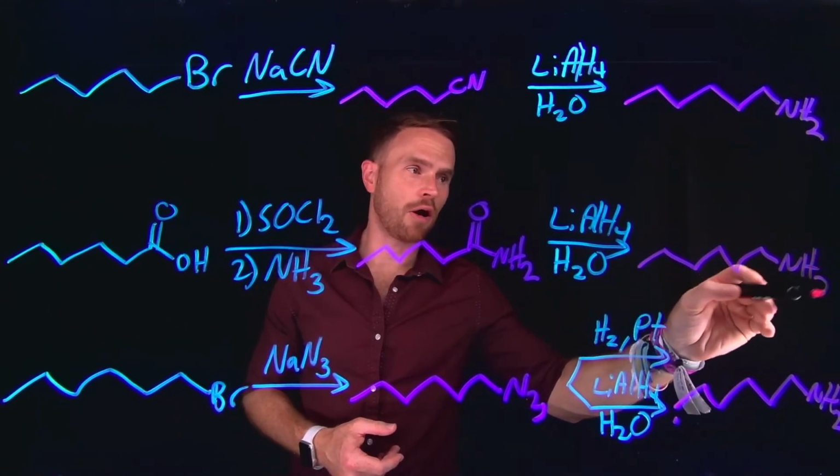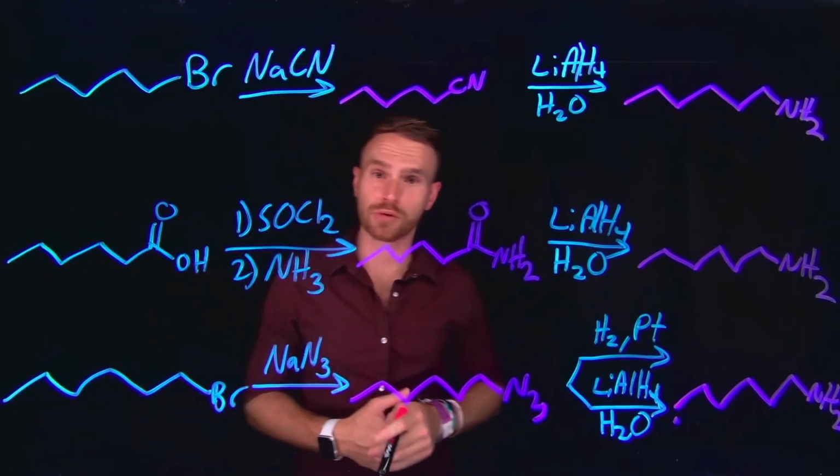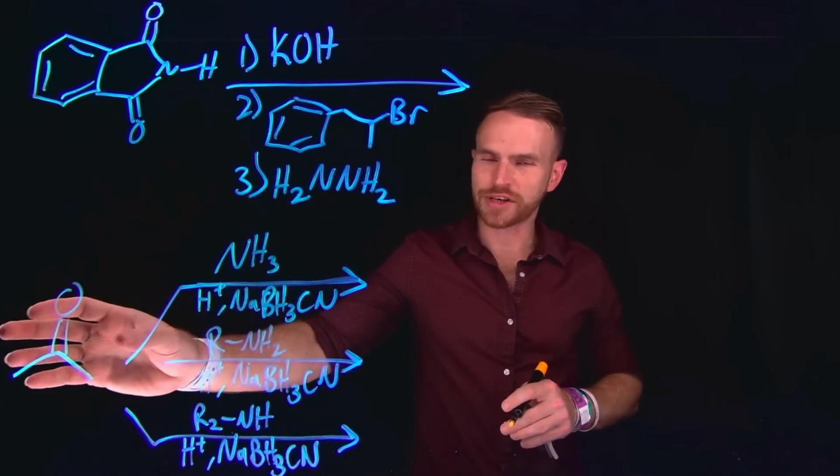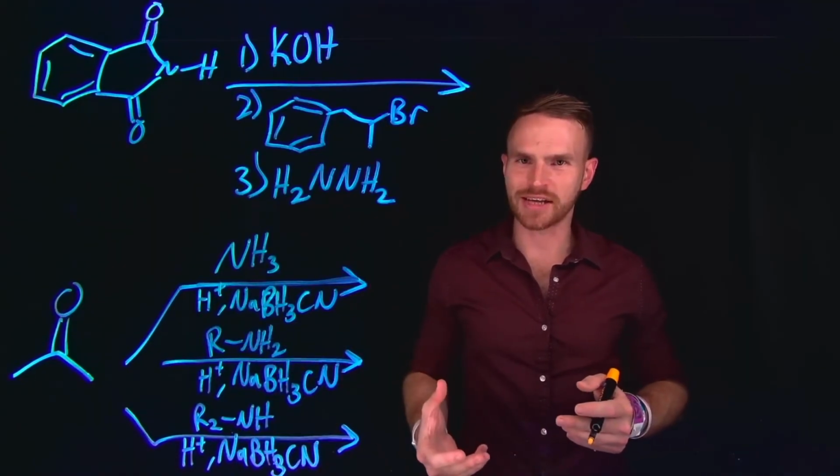Now, importantly, all of these different methods allow us to produce primary amines. Additionally, we know of the Gabriel synthesis and reductive amination, which allow us to synthesize amines.